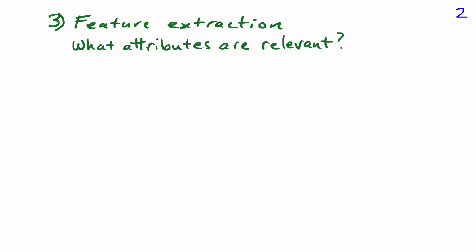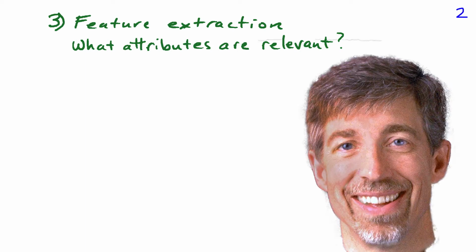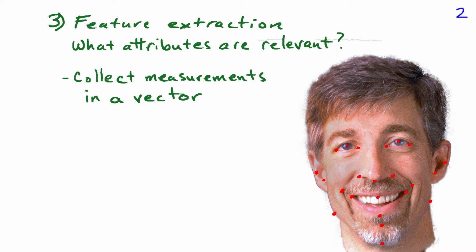So once we have data, we do something that's called feature extraction. And this amounts to deciding what attributes of the data are relevant. So if I have a picture, the RGB values for all the pixels in this image is probably a little bit of overkill if I'm interested in recognizing faces. In fact, it may actually hinder me. What I'm going to do is identify some key features. For example, I might choose the landmarks that I've shown here in red, the corners of the eyes, corners of the lips, landmarks on the nose, chin, and so on, ears, and then measure the positions of those landmarks and collect those measurements into a vector.